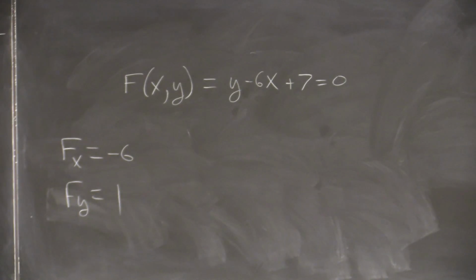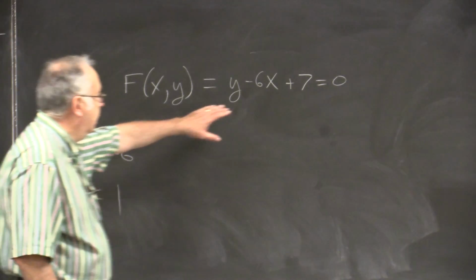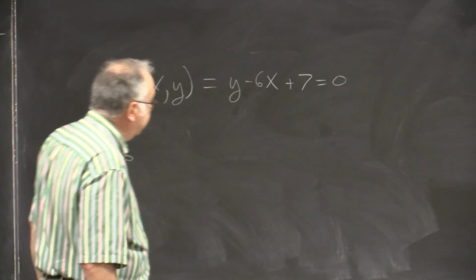And what's interesting about capital F sub y? It's never 0. It's always 1. So you found a point satisfying this equation, and F sub y is not 0 there. That means you can express y as a function of x. You could find a neighborhood around, say, x equals 0, in which y is a function of x.